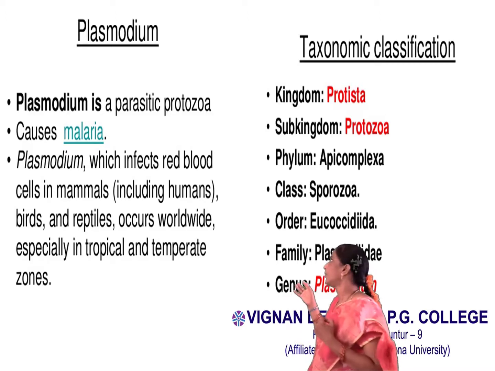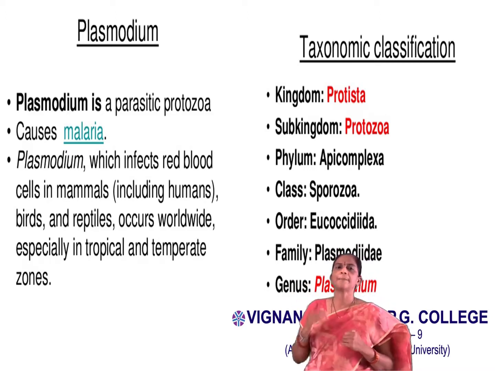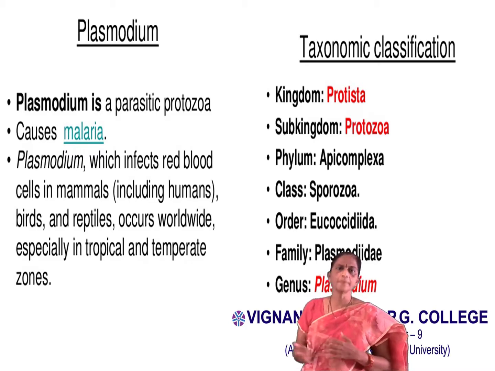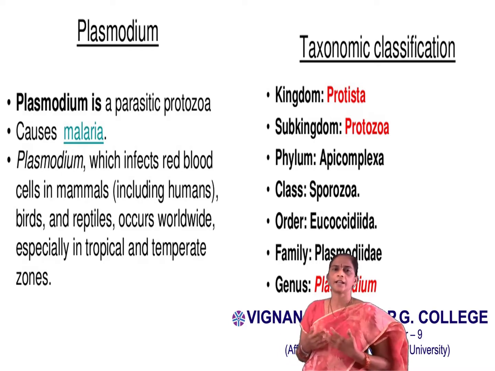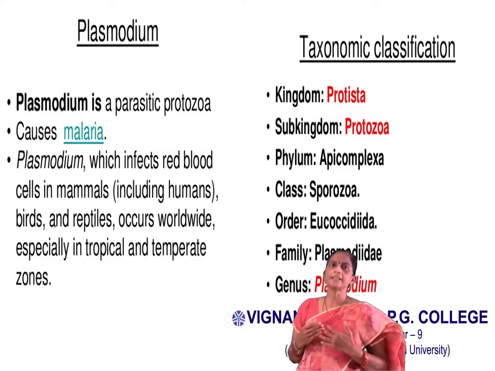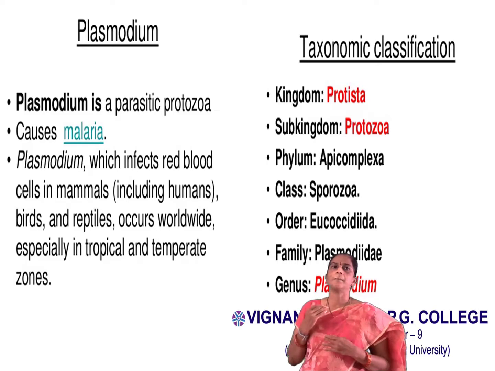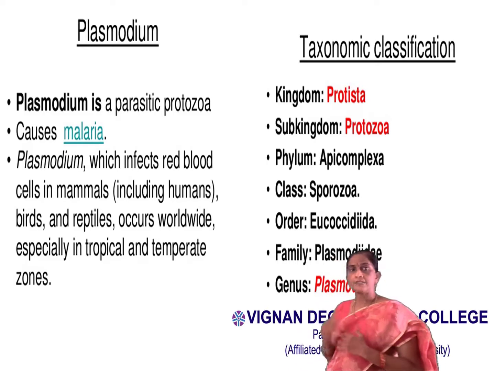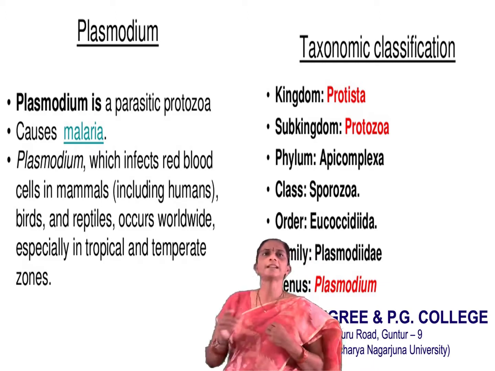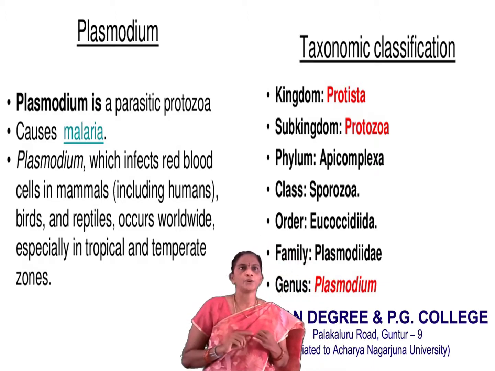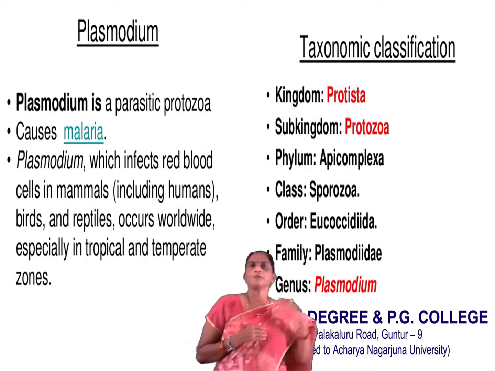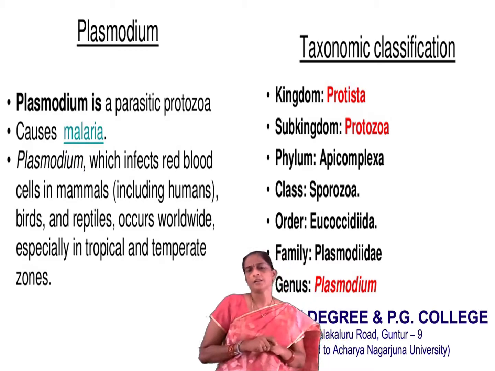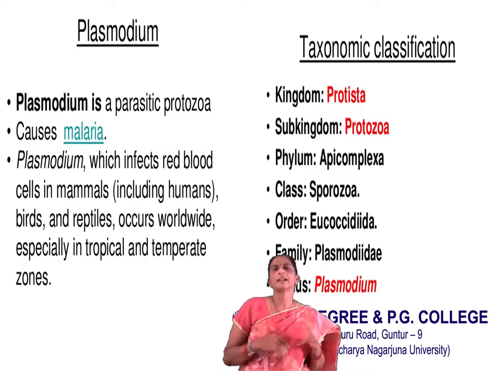Now we have to know about Plasmodium. Plasmodium is a parasite. Parasite means an organism which depends upon another. We are also parasites, as we depend upon our parents. So a parasite depends upon another. Plasmodium is a protozoan parasite. It causes malaria. Plasmodium mainly infects red blood cells in mammals, including humans, and in birds and reptiles. It has a worldwide distribution. Malaria may occur in tropical regions and temperate regions.